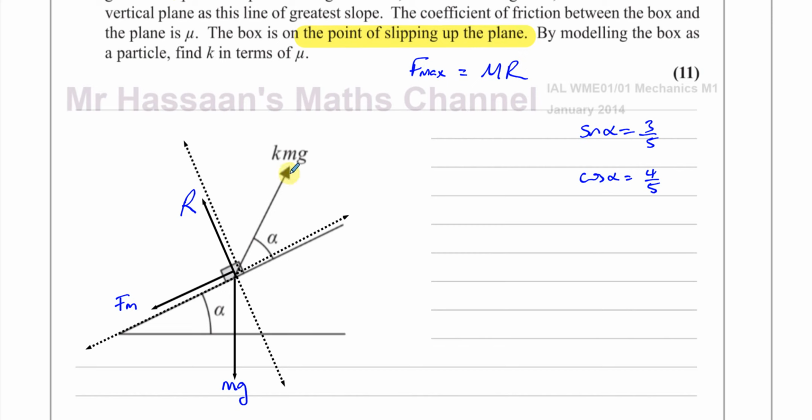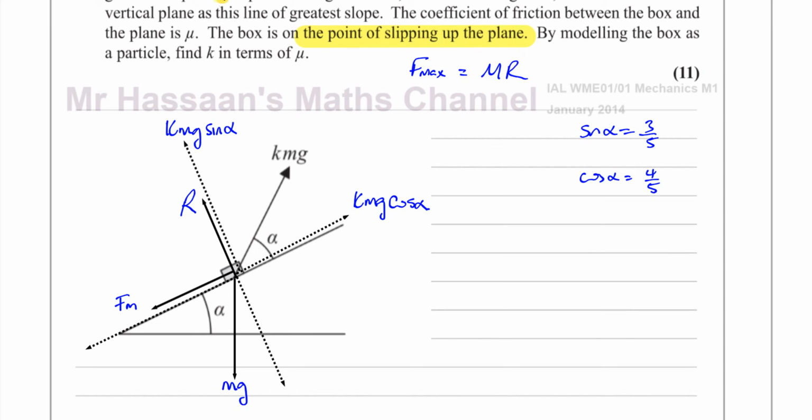Now, if we consider this, I know this angle is alpha, so if I want to resolve this force in this direction here, then we have to go into the angle. So this is going to be kmg times, if you're going into the angle, always use cosine alpha. And here, to resolve this force in that direction, we have to go away from the angle given. So that will be kmg times sine alpha. When you go into the angle, you always use cosine. When you go away from the angle, you always use sine.